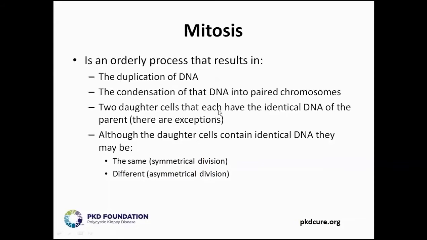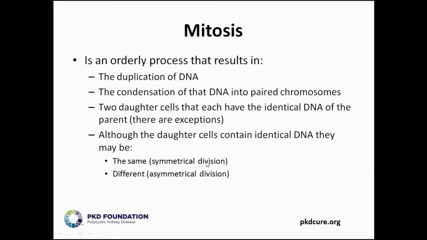There are exceptions. For example, the cells in your bone marrow that make platelets often duplicate their DNA, but they don't actually divide, so that they have multiples of your DNA, and that's so that they can spin off platelets more efficiently. But that's another topic. Although the daughter cells contain identical DNA, they may in fact not be the same as their parent cell.